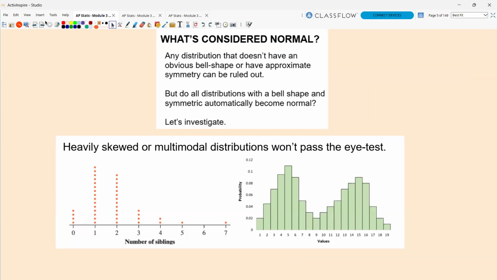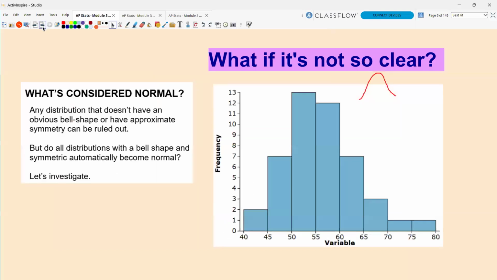Our first task is to be able to determine if a distribution is approximately normal. And obviously we can use the eye test to see if some of them are going to pass or not. For instance, here, this is skewed to the right, and this is bimodal. So you're not going to have that classic normal shape that looks like this. So it kind of fails that by the eye test. But they're not always going to have the eye test.